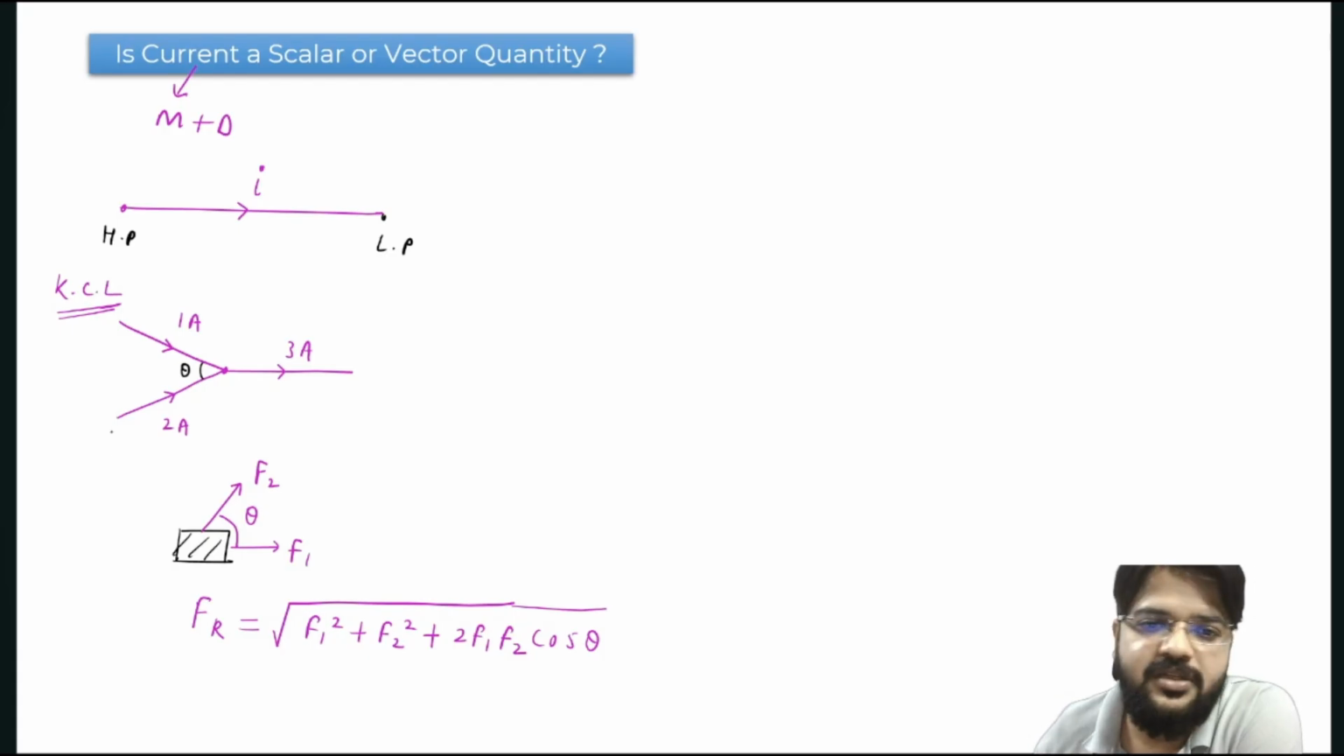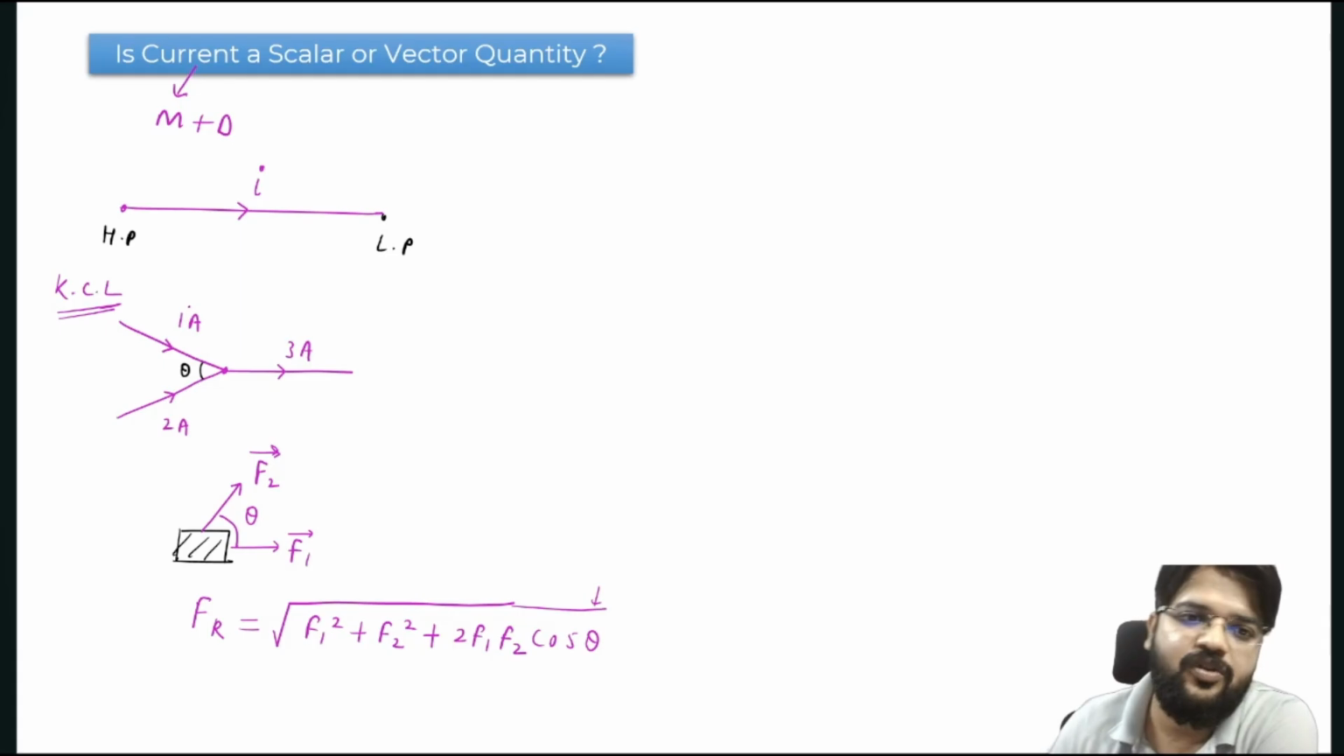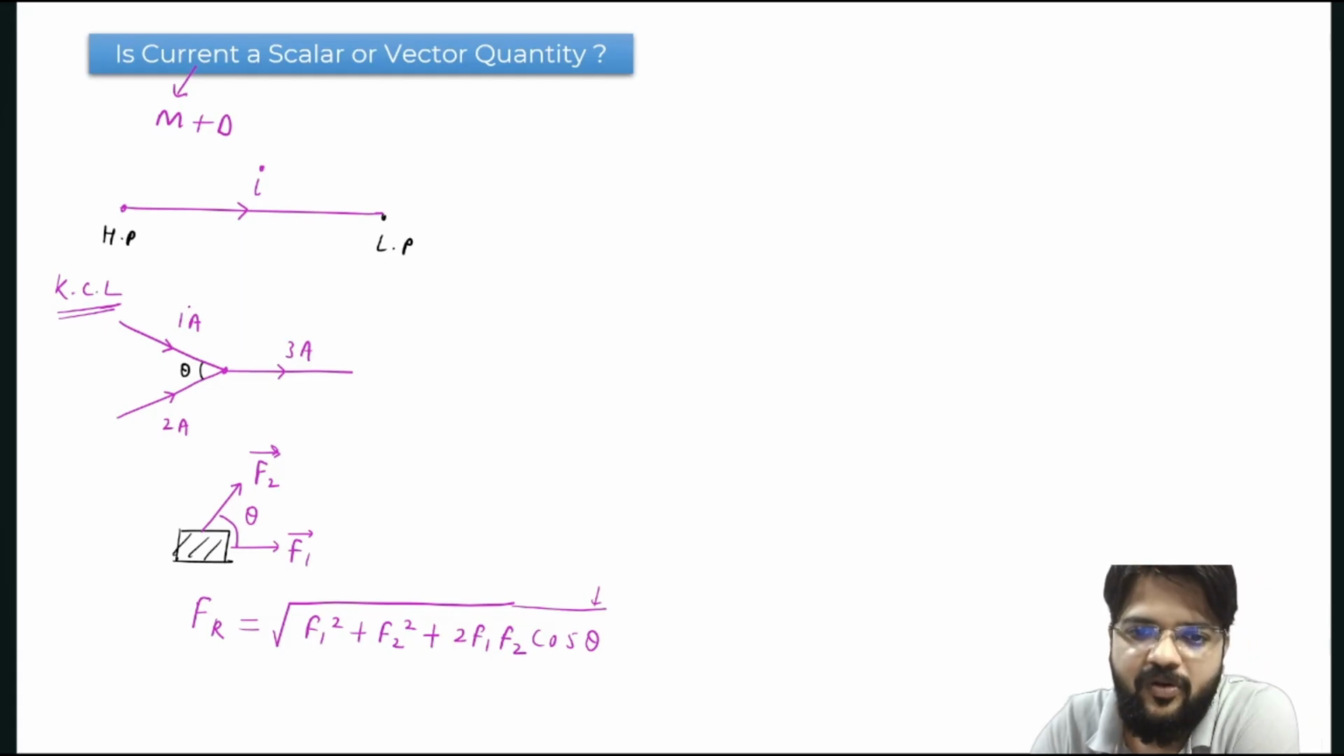All right. It means the resultant force is depending on the angle because force is a vector quantity. Correct. So the resultant of these two vector quantities is depending on the angle between the two vectors. But this thing is not happening in the current case. It is not depending on the angle. That's why it is not following vector law. All right. So current is not following vector law. That's why it is a scalar quantity. Correct. Current is what? It is a scalar quantity. It is not a vector quantity.